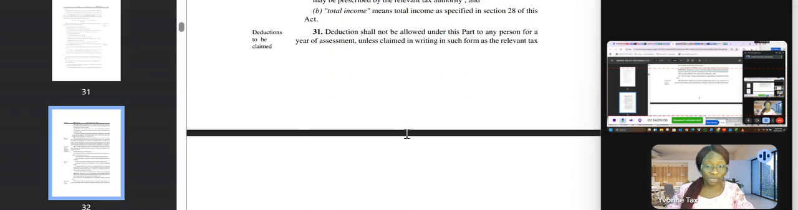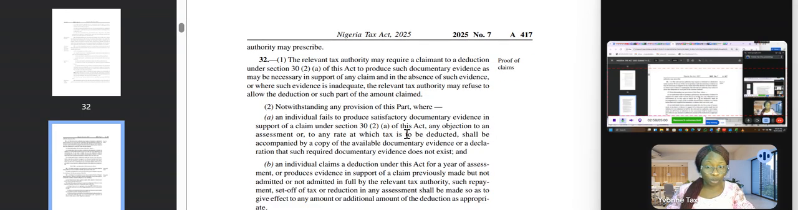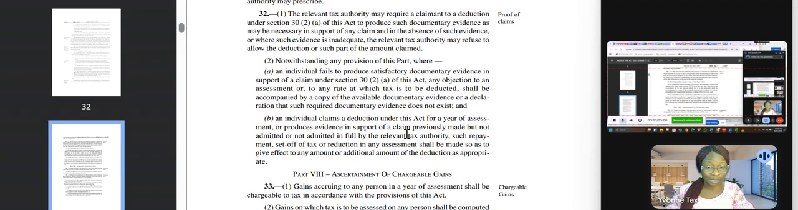Then the tax authority has the right to ask you for evidence of these deductions, and peradventure they've given you an assessment, you are supporting it with documentary evidence that okay, this is my rent relief, and peradventure you don't have it, it means they're not going to allow it, and peradventure you now find it later. They now stated that such repayments, set off of tax or reduction in any assessment shall be made and be given effect.